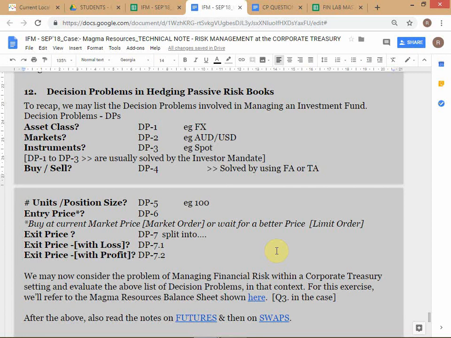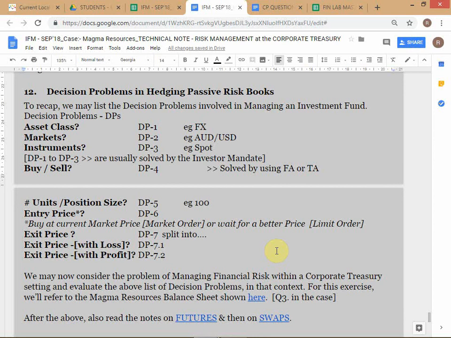Markets. Do you need to decide about markets? Already decided by your underlying position. Instruments, do you need to decide? Futures. Yes, instruments need to be actively decided, because you can choose to hedge crude oil either through futures or through swaps. In this case, we are using CFDs, which is not a wholesale instrument. But there is a choice in terms of instruments. So we are going through the decision problem.